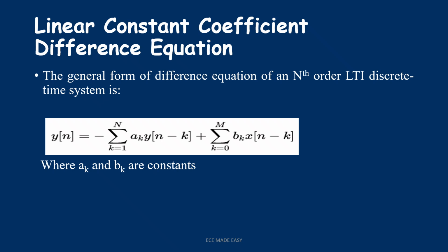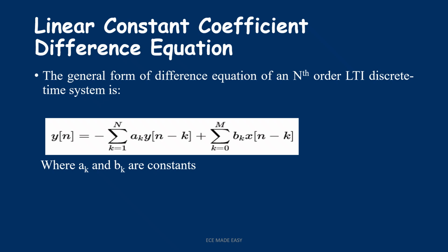So thus the equation y of n at any instant of time depends on the present input and past outputs. This type of equation we call a linear constant coefficient difference equation. This minus sign denotes the feedback from output to input of the past outputs. So this is a general equation where a_k and b_k are constants. Generally, most discrete systems are represented using a difference equation.